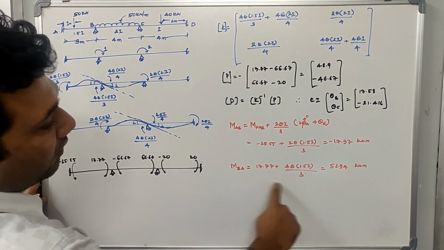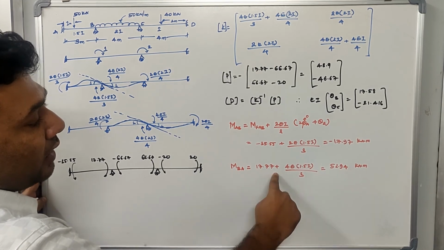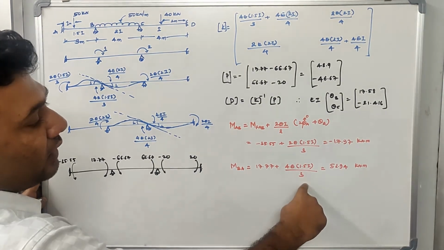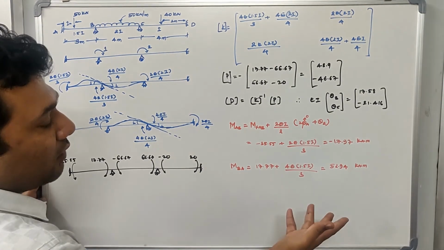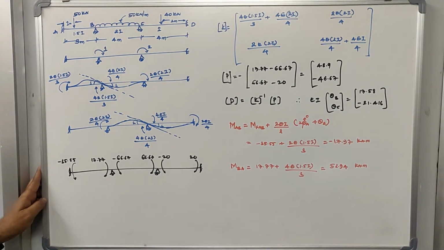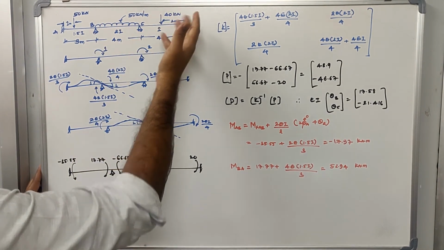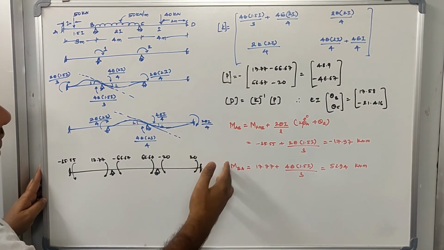Okay. Now similarly we can calculate for MBA, where MFBA plus 4 EI theta B divided by L is there. So substitute the values and find out how much is MBA. Now I am letting you solve the rest of the solutions, like you can solve for MBC, MCB, MCD and MDC. I only solved for MAB and MBA.